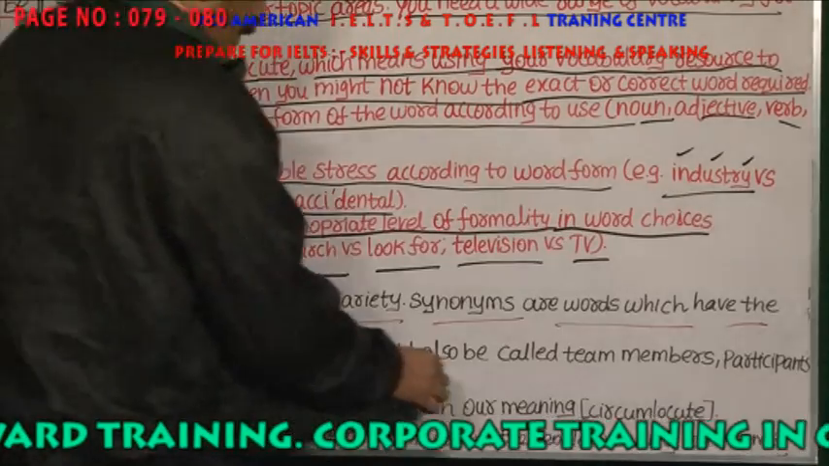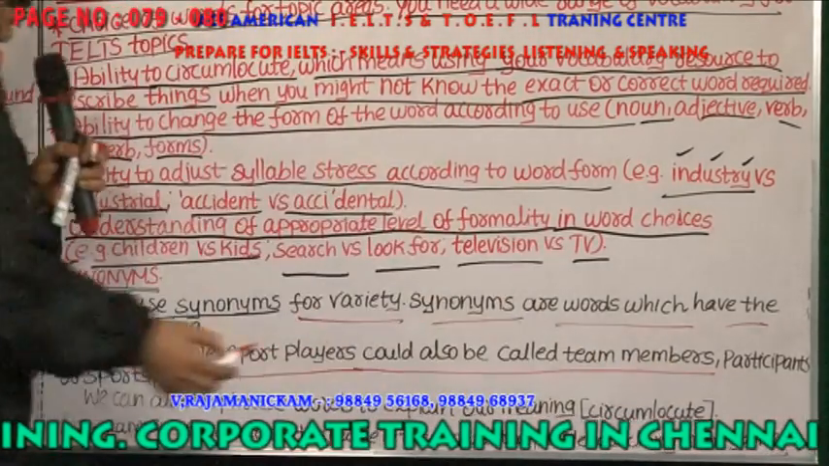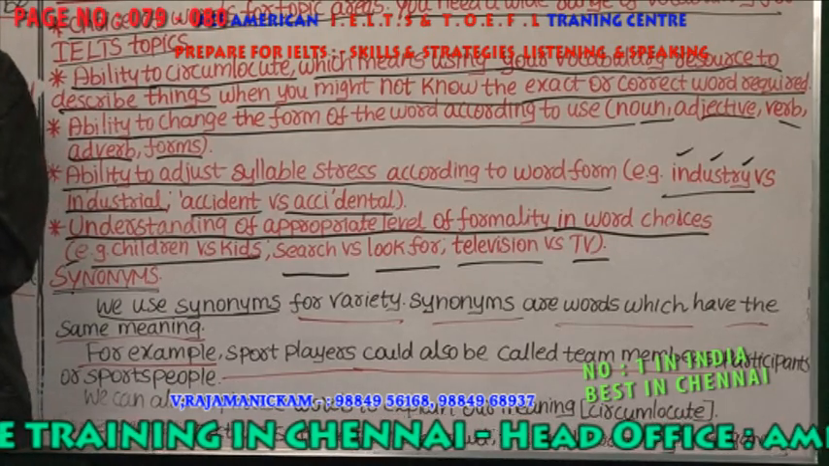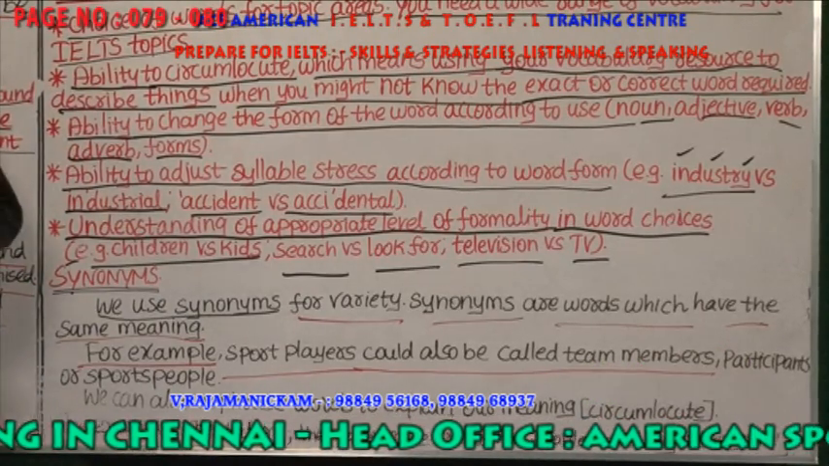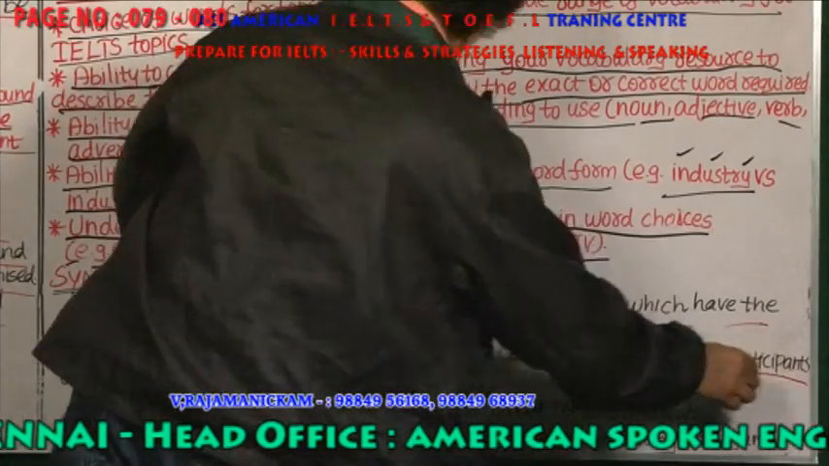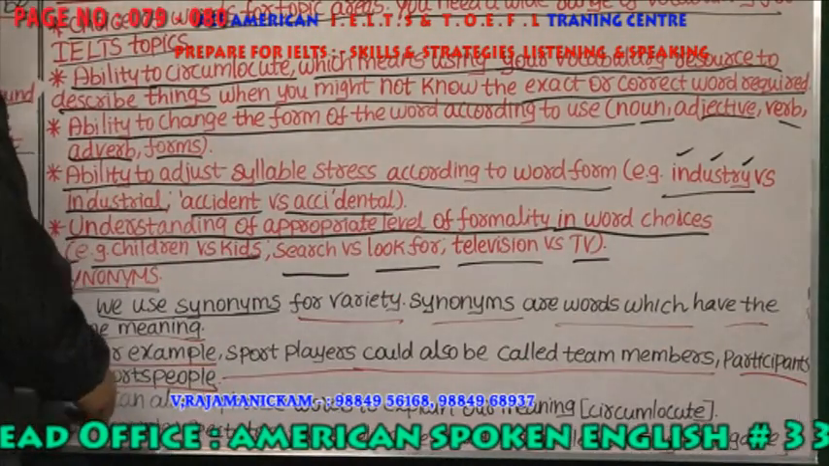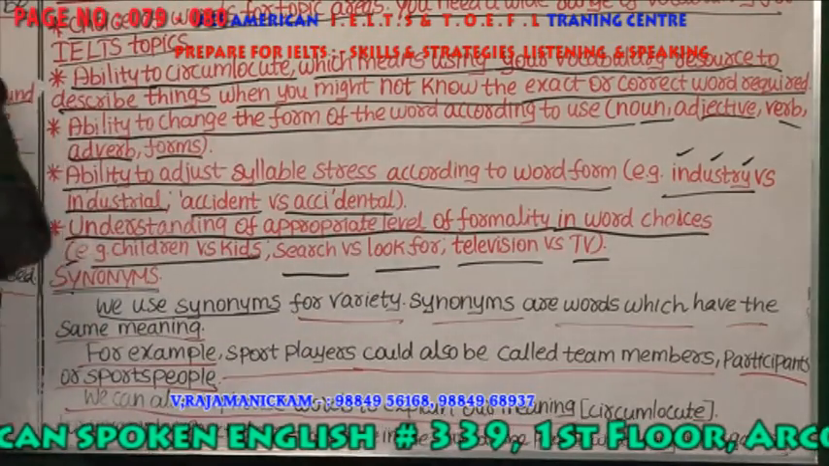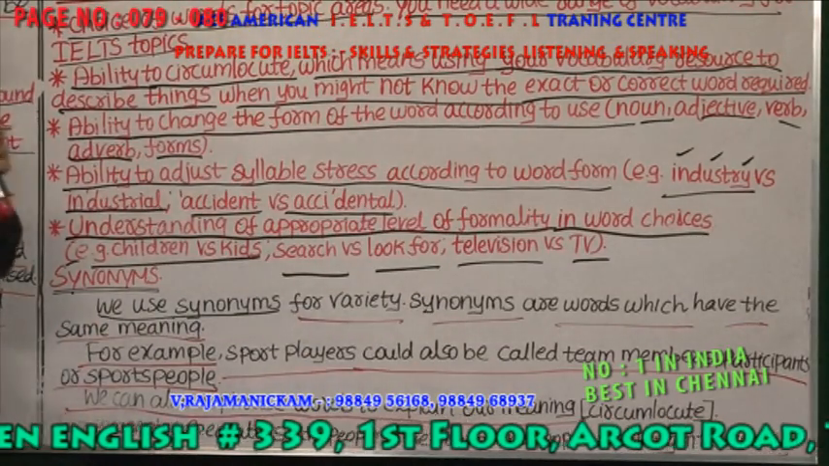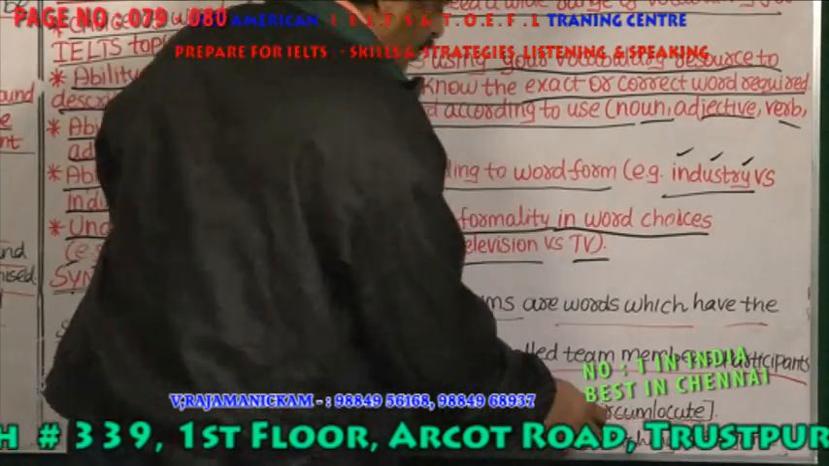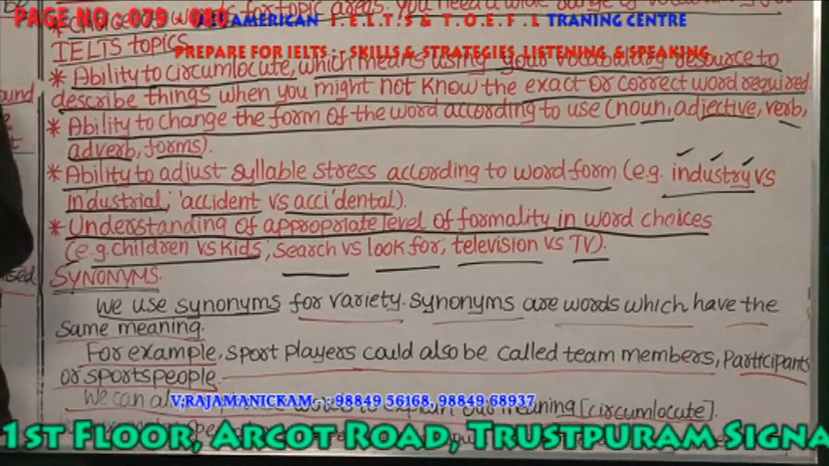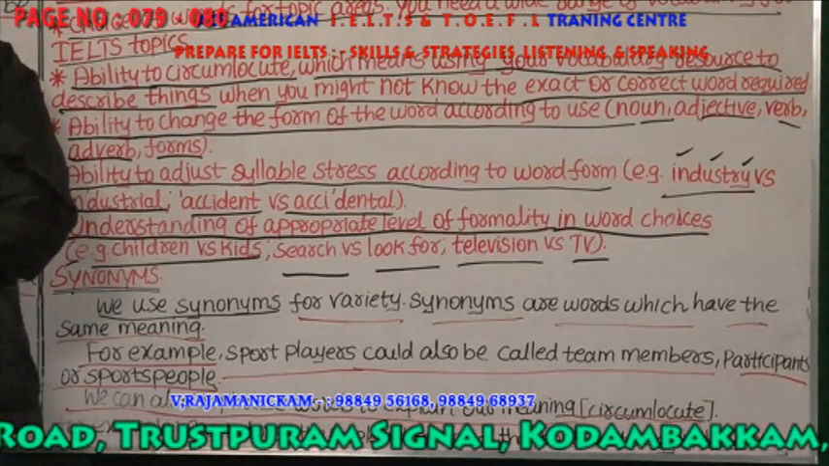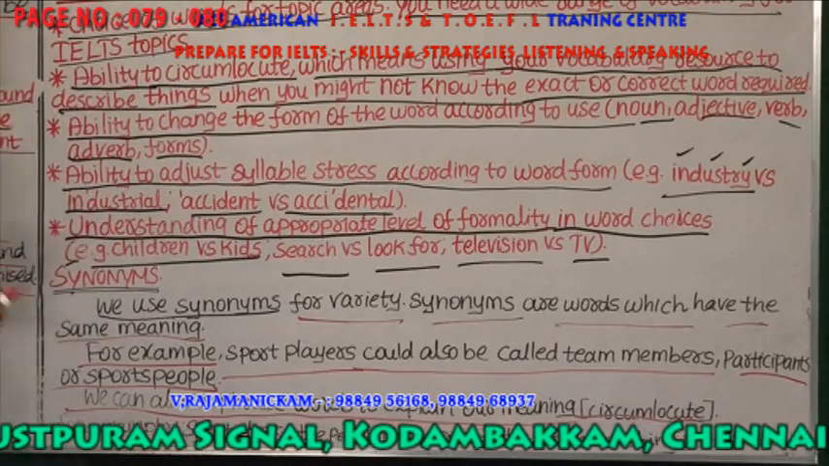For example, circumlocute. You want to say a word, you don't know the exact vocabulary to be used, so you are using some other words to explain the same meaning. It is called circumlocute. Some example, spectators. What do you mean by spectators? The people who watch a program are called spectators, audience. Suppose you don't know the word spectator.